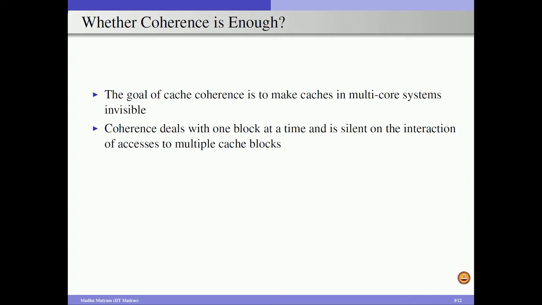And also we know that cache coherence deals with only one block at a time, and it is silent with the interaction of accesses of multiple cache blocks. When there is a store instruction from one processor, then if any other processor is going to read from the same memory location, the cache coherency ensures that they are going to get the correct data, either by using an invalidation based protocol or the update based protocol.